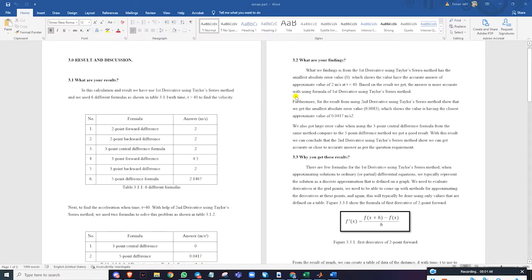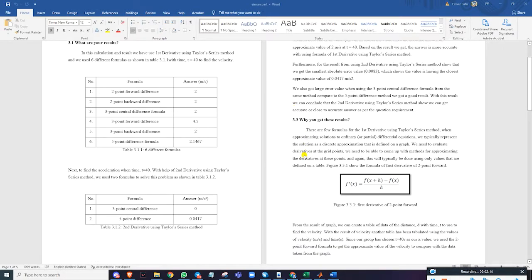So for 3.2, what we find is that the first derivative using the Taylor series method has the smallest absolute error value. The second derivative using the Taylor series method shows that we got the smallest absolute error value of 0.0083. We show the value is having the closest approximate value of 0.0417 millisecond.